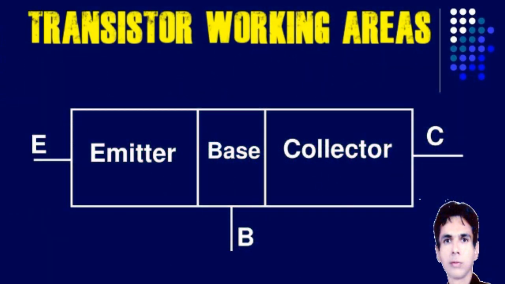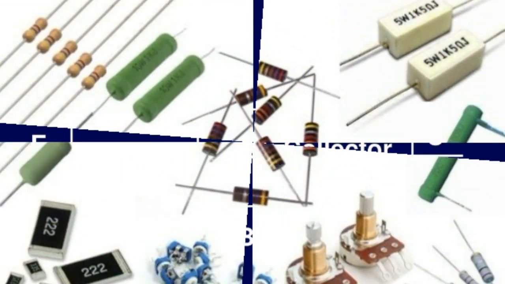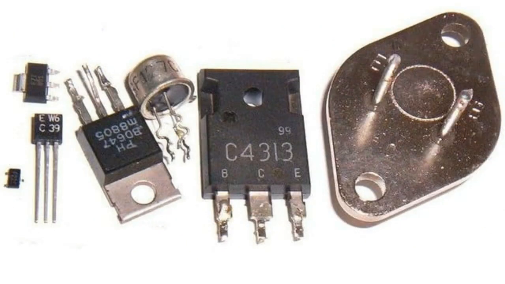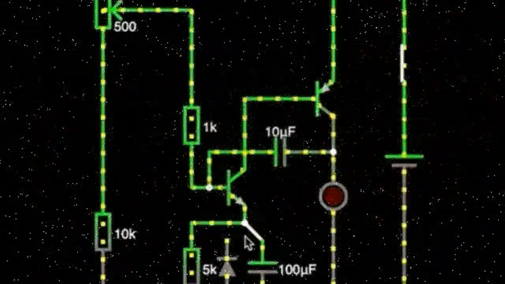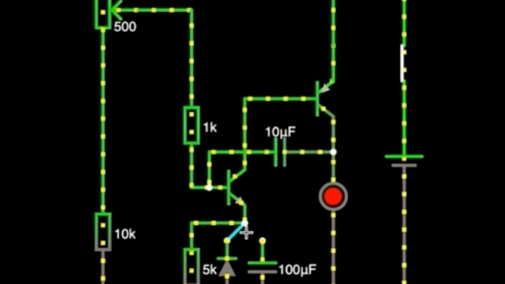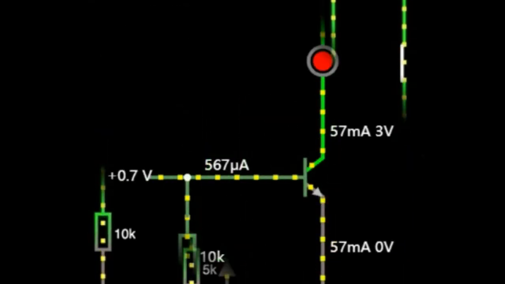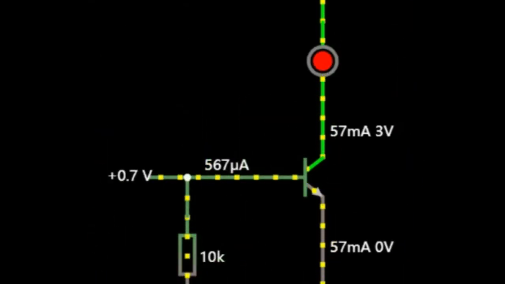Transistor working areas. Unlike resistors, whose relationship between voltage and current is linear, transistors are non-linear devices. In fact, transistors have 4 distinct states or regions of operation that describe the current through them. Again, we emphasize that when we talk about current through a transistor, we usually mean the current from the collector to the emitter of an NPN transistor.